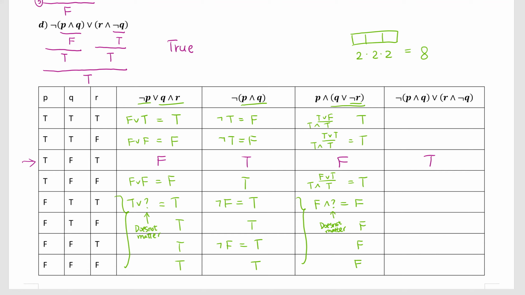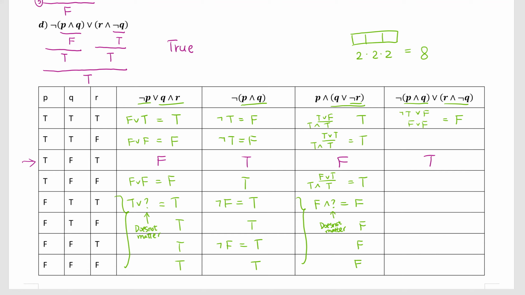Next one, this one is more complicated. So let's see. We should calculate this, and then we do the not and or. P and Q: true and true. And R and not Q is false. So false and true is false. So this is false. And not true is false. False or false is going to be false. Okay.